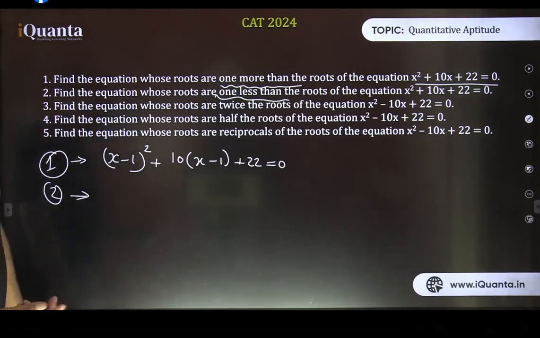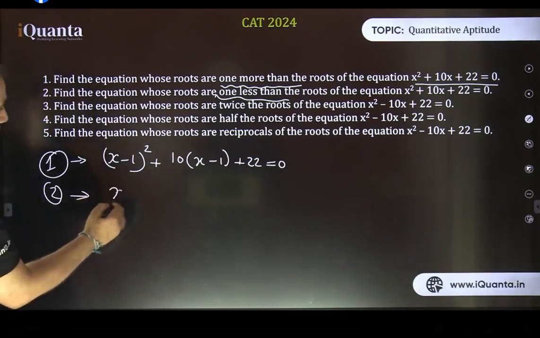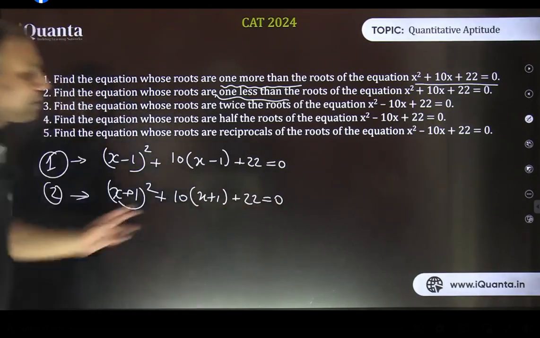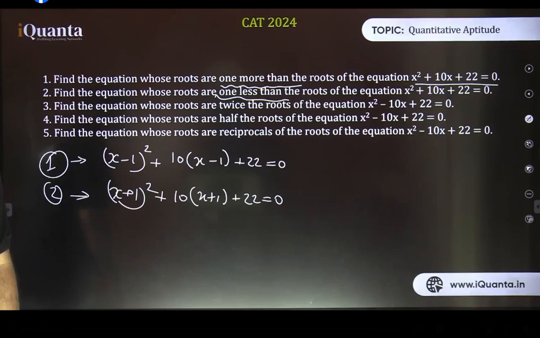Right? We just need to increase x. We need to replace x by x plus 1. So it is going to be (x plus 1) whole square plus 10 times (x plus 1) plus 22 equals to 0. You can simplify it to find the answer. Right? It's exactly the same point, same 5 points which we discussed in the last slide. It is the same thing.